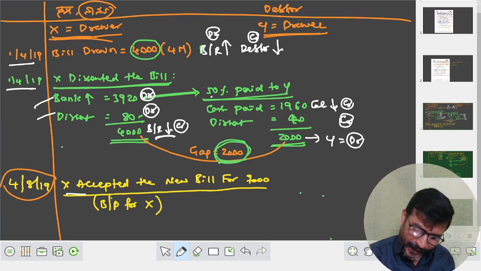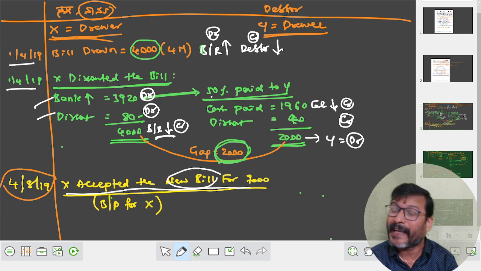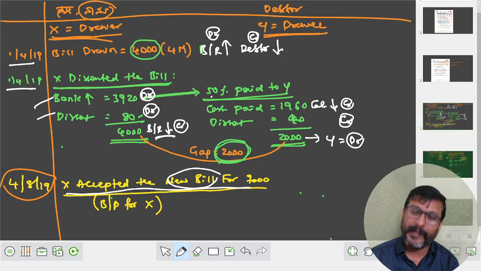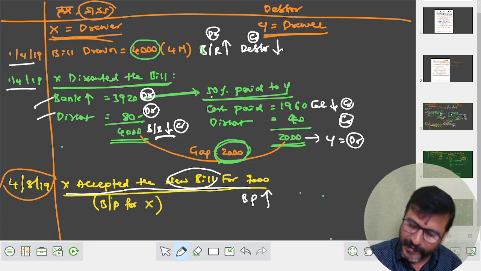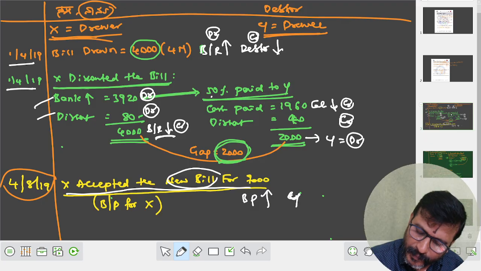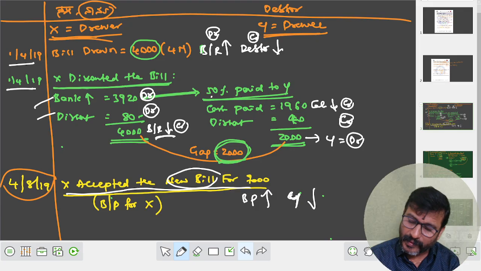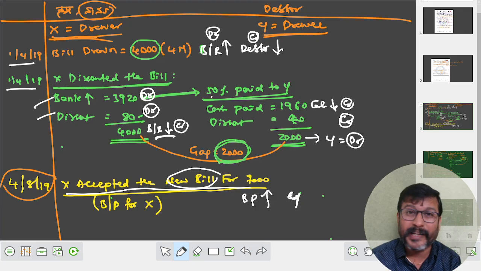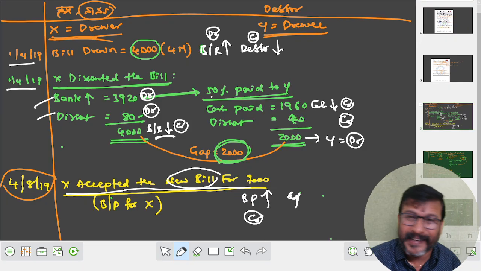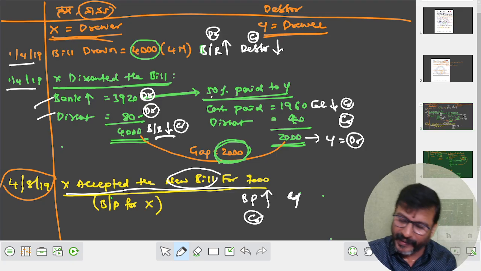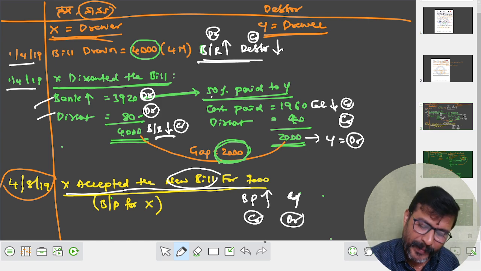After this, Y accepted a bill, a new bill. So what happened to the new bill? When X accepted, for X it is a BP. When bills accepted, BP increased, Y decreased. Y means what? Y is a creditor. When BP increased, BP is to be credited because liability increased, credit, and Y is to be debited. It is the opposite entry of bills drawn.